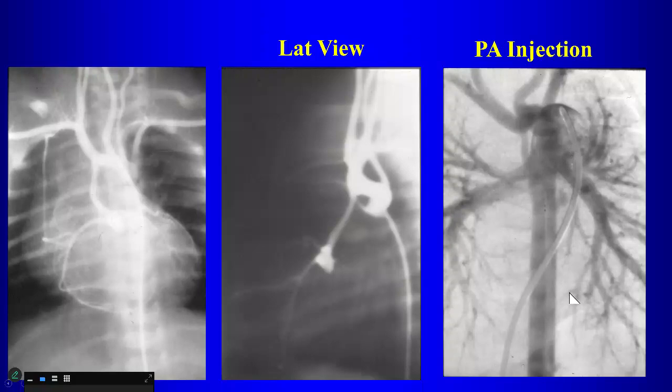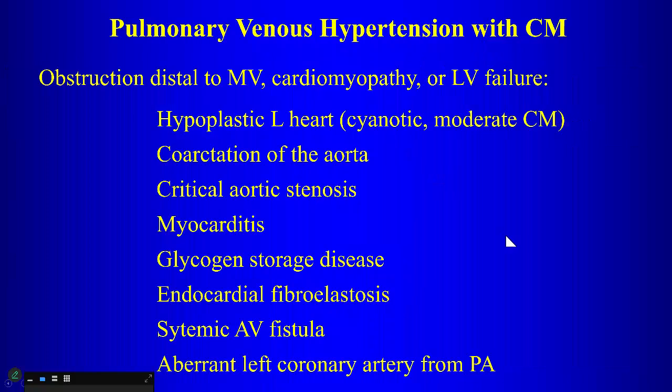So the right ventricle is pumping really for both sides of the circulation, right? Pumping systemically in this case because it's going through the PDA into the rest of the aorta, and the right ventricle also fails. Right? So that's hypoplastic left heart. Now, there are other causes of left heart failure, right? So when you have obstruction distal to the mitral valve, cardiomyopathy, left ventricular failure, all of these will give you a big heart, and all of these can give you pulmonary edema.